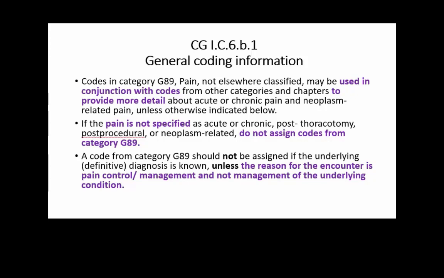If the pain in your documentation is not specified as acute or chronic, not specified as post-thoracotomy, post-procedure, or neoplasm related, we do not assign codes from category G89. It has to have those terms in order for us to use that category. Also, a code from category G89 should not be assigned if the underlying diagnosis is known unless the reason for the encounter is pain control. We'll go over a few examples of that to get into more detail.